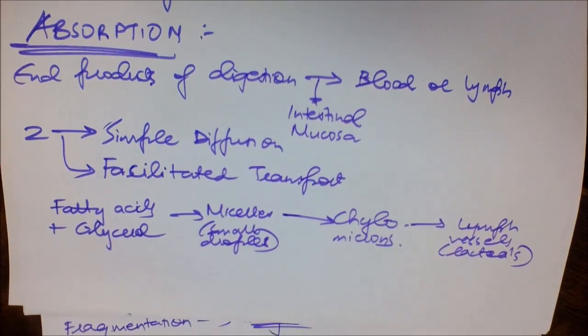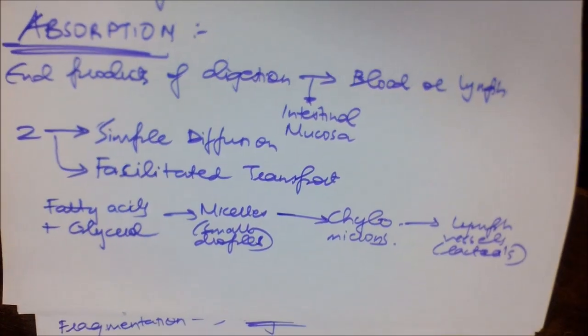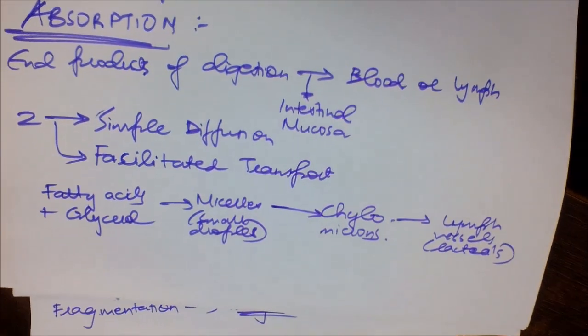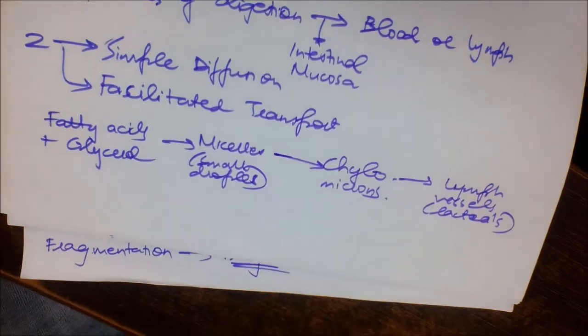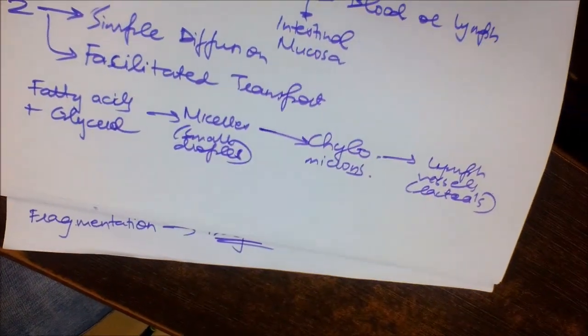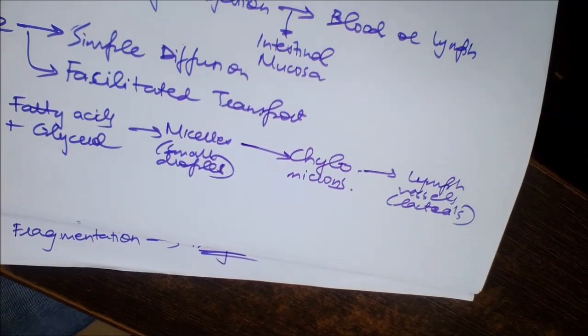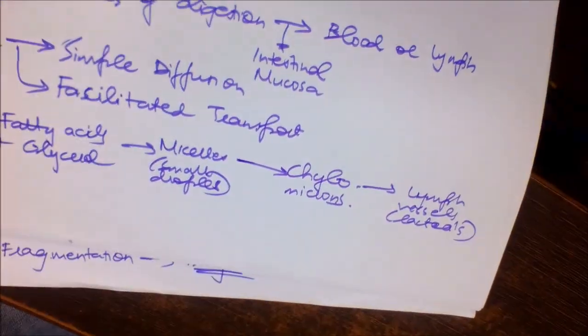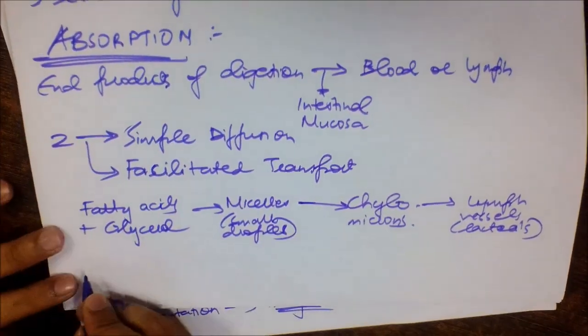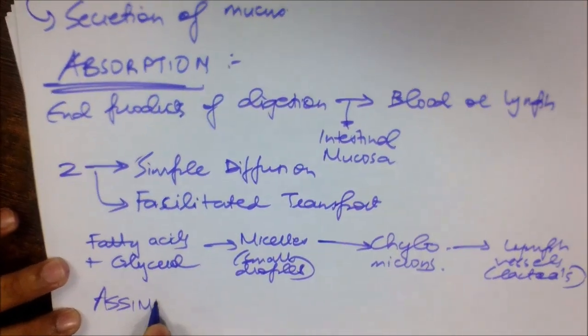Absorption of substances takes place in different parts of the alimentary canal like the mouth, stomach, small intestine and large intestine. However, maximum absorption occurs in the small intestine. The absorbed substances finally reach the tissues which utilize them for their activities. This process is known as assimilation.